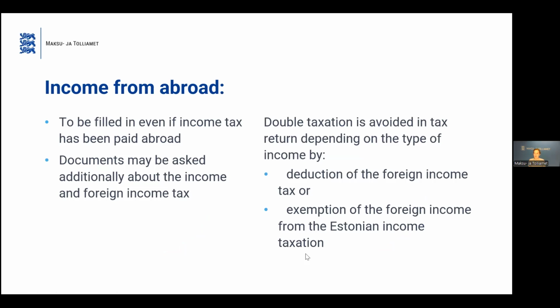Double taxation is avoided depending on the type of income, and it may be deduction of the foreign income tax or exemption of the foreign income from the Estonian income taxation. You should read through the instruction in the tables of the foreign income in the tax return and find the right place to fill in the income depending on the type of income and also country of source, and then calculation about double taxation is done by the application of the Tax and Customs Board already in the tax return.